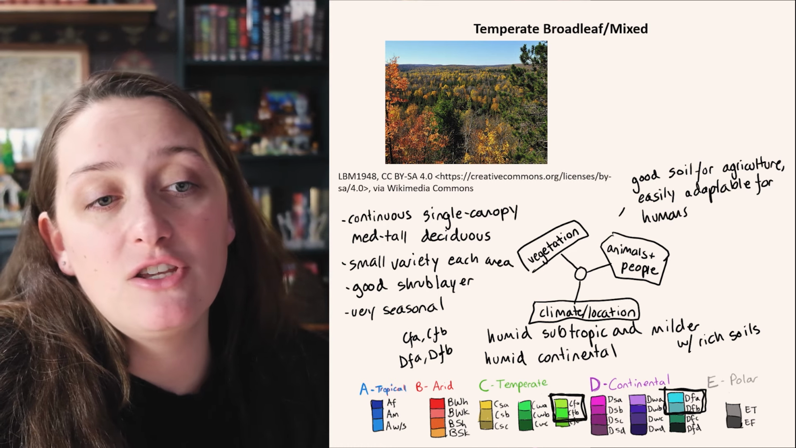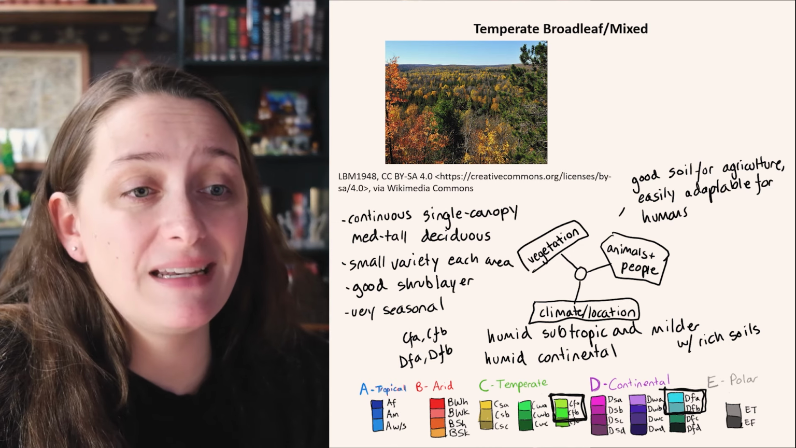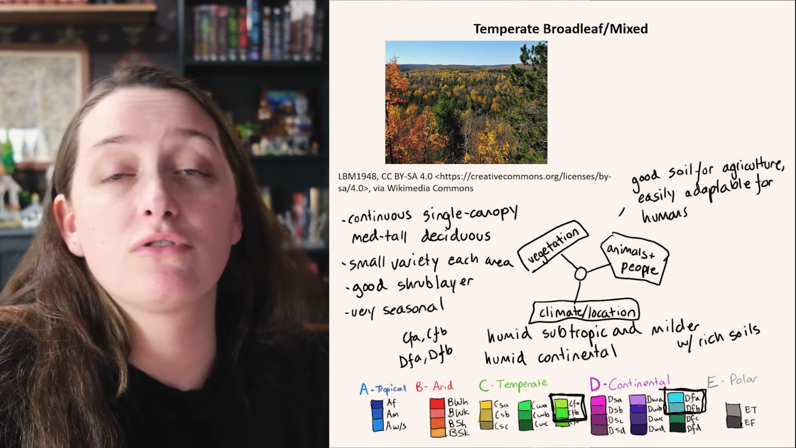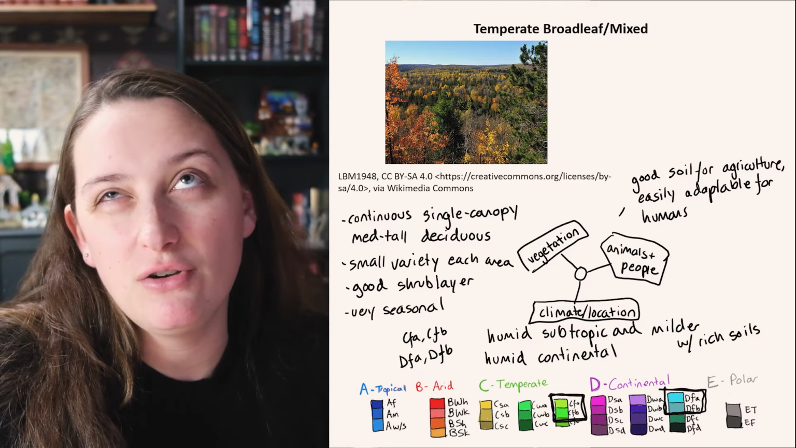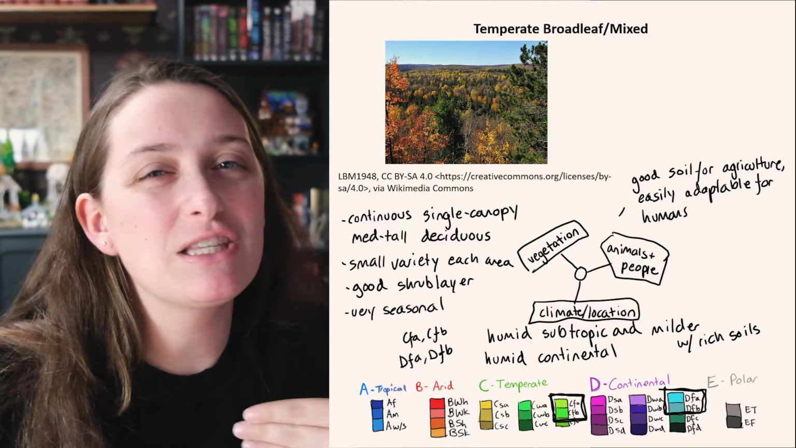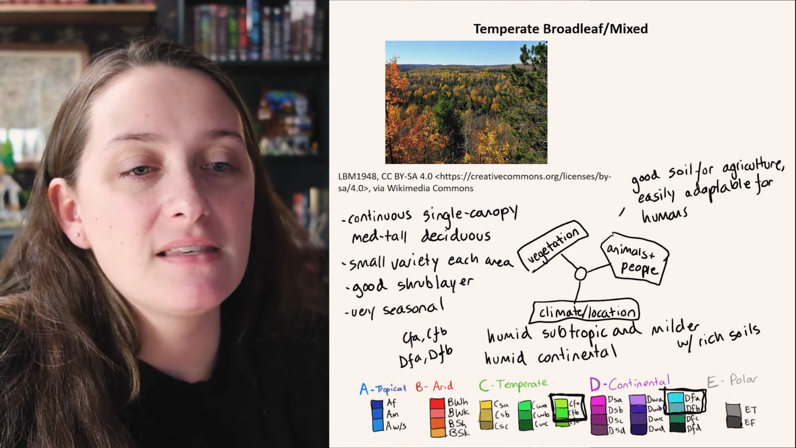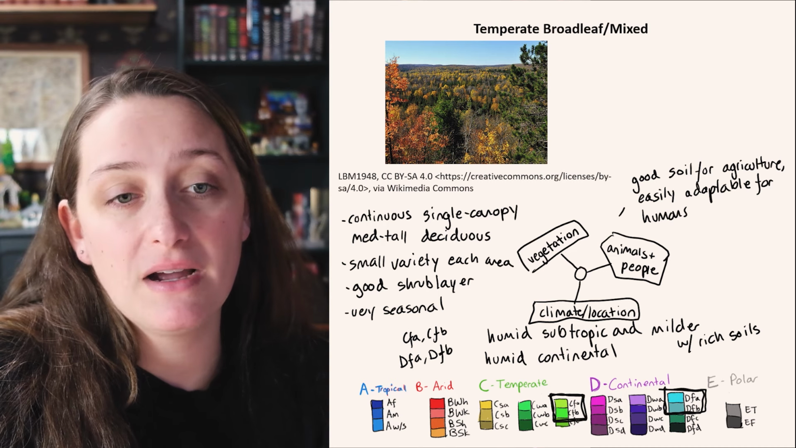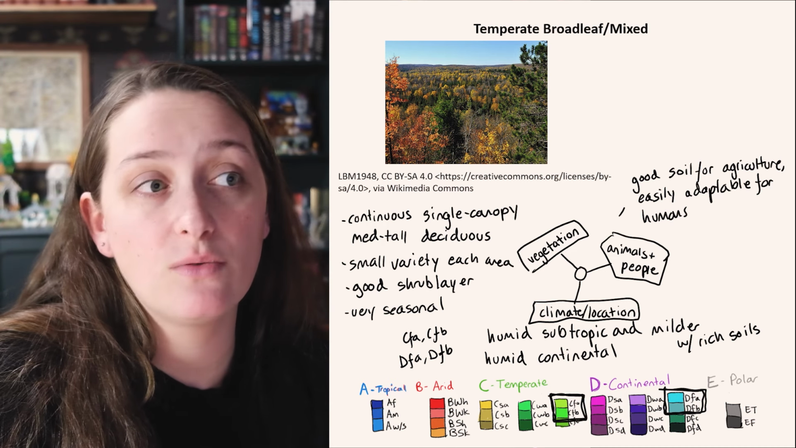These tend to be found in humid subtropic and milder humid continental climate zones. They also need pretty nutrient-rich soils, they create pretty nutrient-rich soils. This is all pretty cyclical. Some examples can be found in the South and East North America, Northern China, Japan, Western Europe.